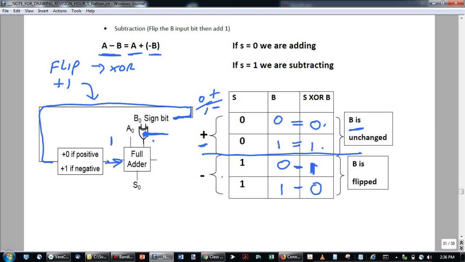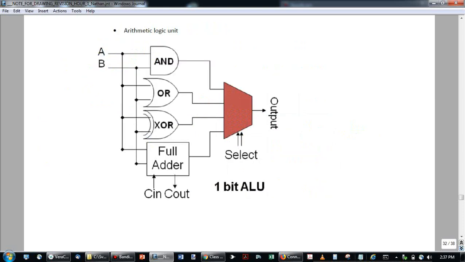Okay, so that's how we can achieve subtraction. It may be done differently in a normal circuit, for example, but this is a visual way to describe how you could achieve subtraction using a full adder. We then were able to build an arithmetic logic unit, and that's the same as a logic unit, except it now can do mathematical operations.